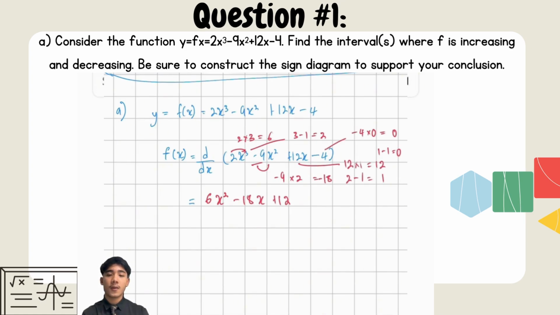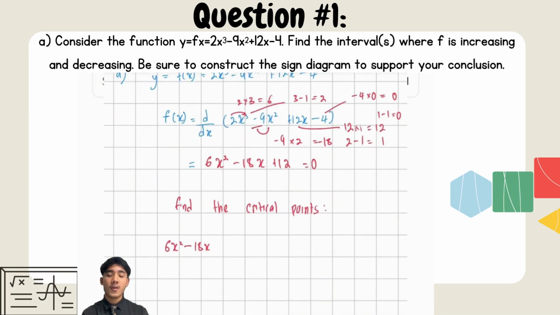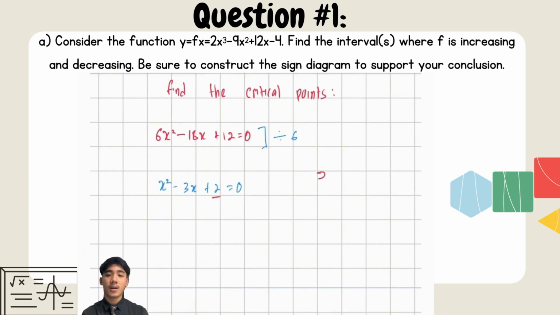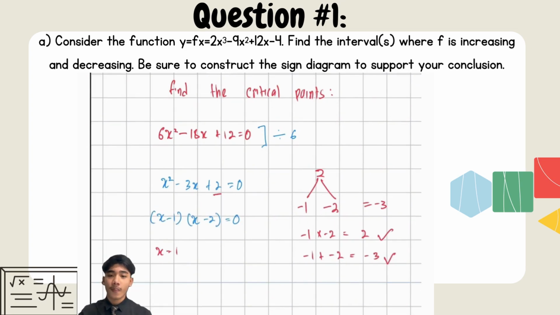For the next step, we need to find the critical point. To find critical point, we need to divide our function with 6. And we got x squared minus 3x plus 2. To find x, we need to find two numbers that multiply to get 2, and if we add them, we get negative 3. And the answer is negative 1 and negative 2. And the value of x is 1 and 2.